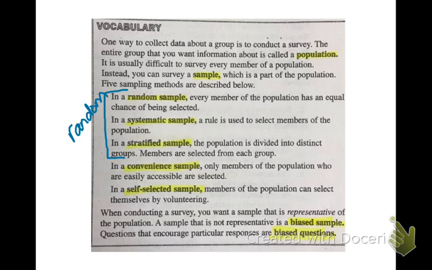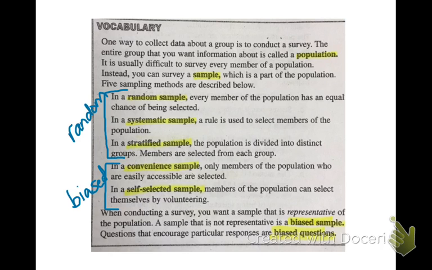Okay, and that's our goal, to get a representative sample of the population. The last 2 are examples of sampling that will give us a little bit of bias. It might not be totally representative of the whole group. So we will call that a biased form.